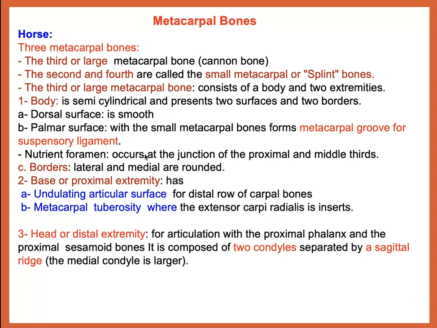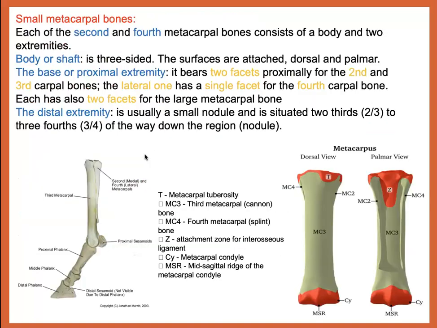In the back of this bone, we have what is called the metacarpal groove, which is important for the suspensory ligament. And this bone has a proximal extremity or base, which has an undulating articular surface, and also has the metacarpal tuberosity. In the distal end, it has 2 condyles separated by a ridge.